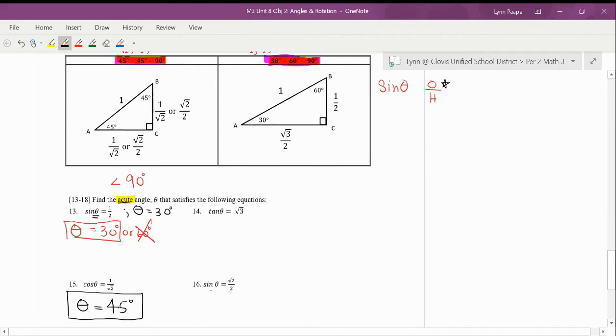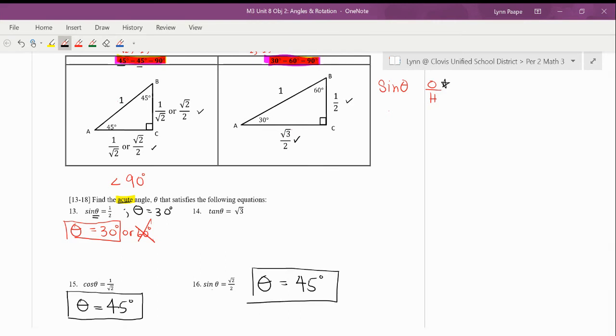So this is asking you for what triangle will sine of theta equal root 2 over 2. If I look over here, no root 2 over 2, no root 2 over 2. Aha, root 2 over 2 on both of these. So that means I'm looking at the 45, 45 triangle. So is theta equal to 45 degrees? I don't have a choice. It has to be 45.